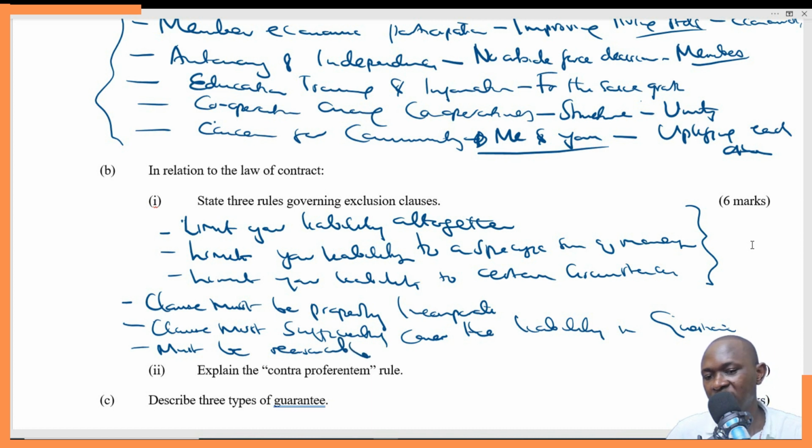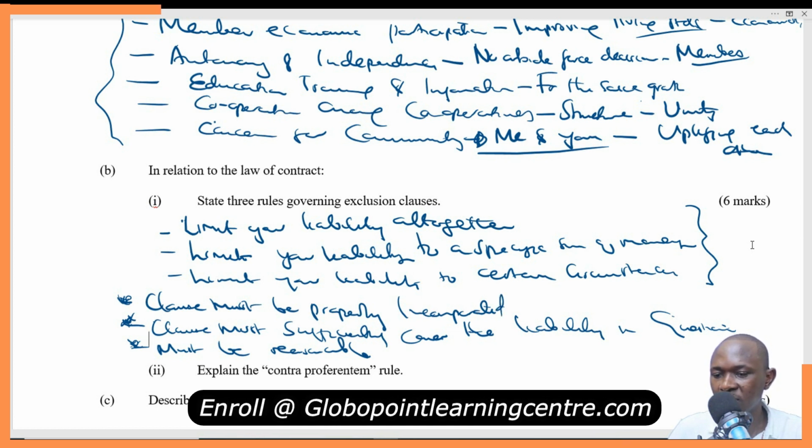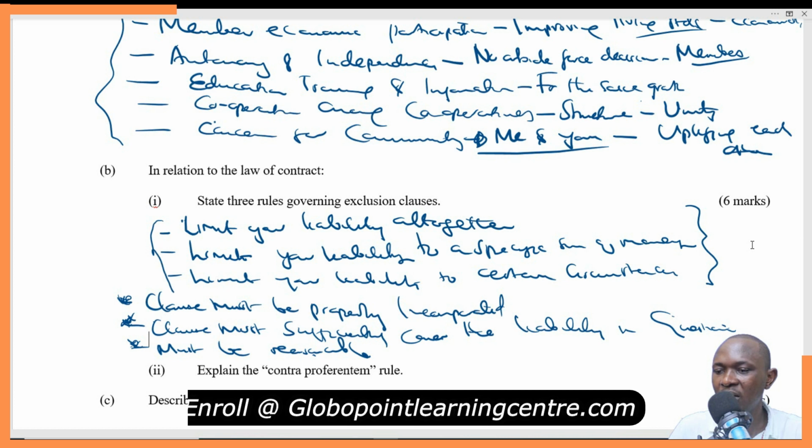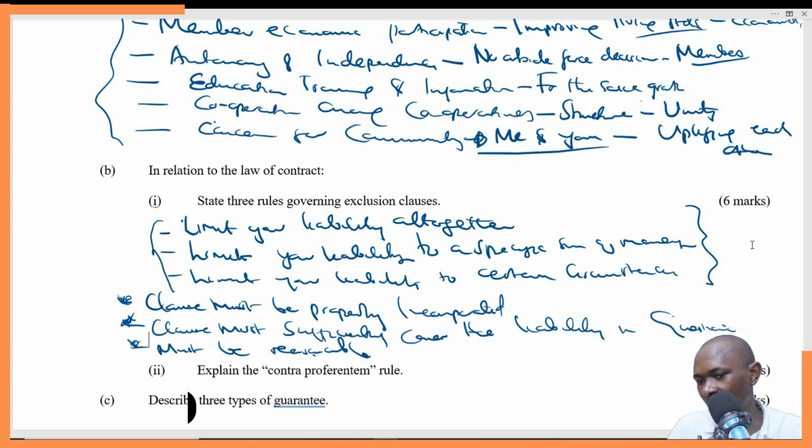So this will come in handy when we talk about the three rules governing exclusion clauses. The clause must be properly incorporated. The clause must sufficiently cover the liability in question, and it must be reasonable. Meanwhile, the clauses might limit your liability altogether, they might limit your liability to a specific sum of money, or they might limit your liability to certain circumstances.